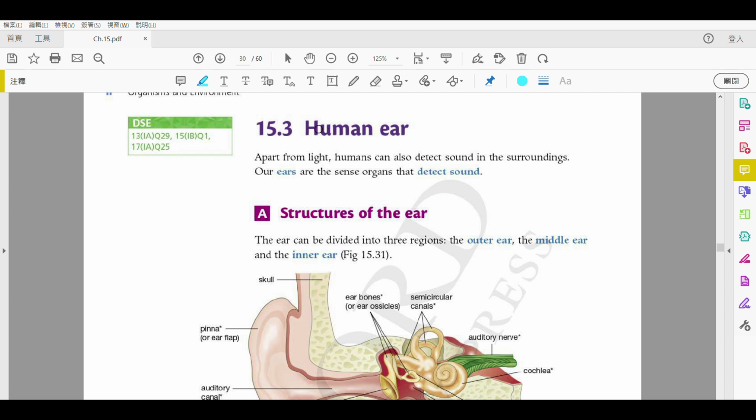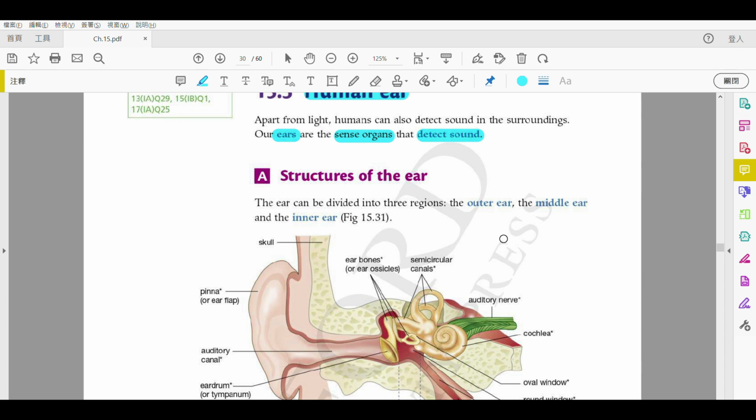So we're going to continue on the human eye and we're moving on to the human ears. Similarly, our ears are also the sense organ that detects sound. So moving on, we're going to talk about the structures. When we talk about structure and function, they are divided into three regions: the outer ear, the middle ear, and the inner ear.